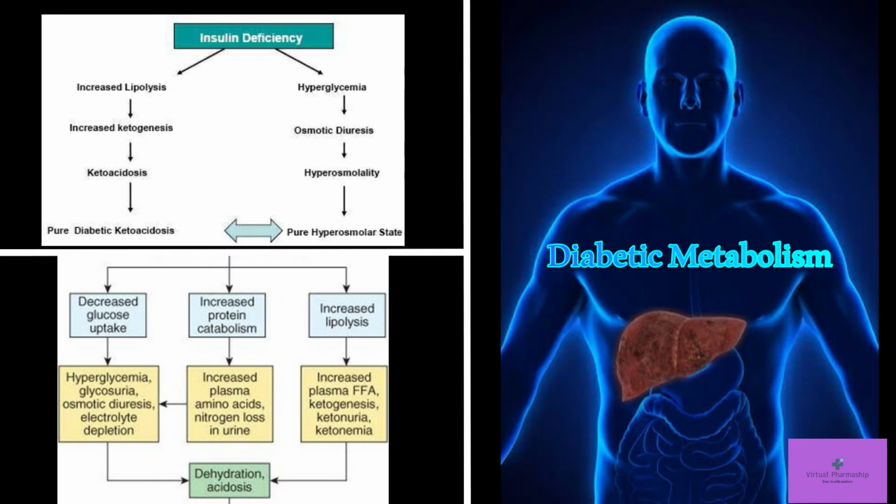Insulin deficiency leads to increased hepatic gluconeogenesis and decreased glucose utilization, leading to increased hepatic glycogenolysis, provoking hyperglycemia and excessive loss of water, leading to dehydration. Insulin deficiency also leads to increased hepatic ketogenesis, decreased ketone utilization, leading to increased lipolysis, provoking hyperketonemia and ketoacidosis.